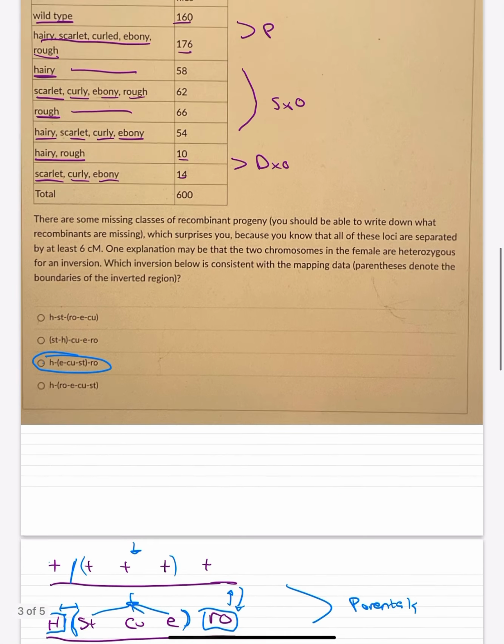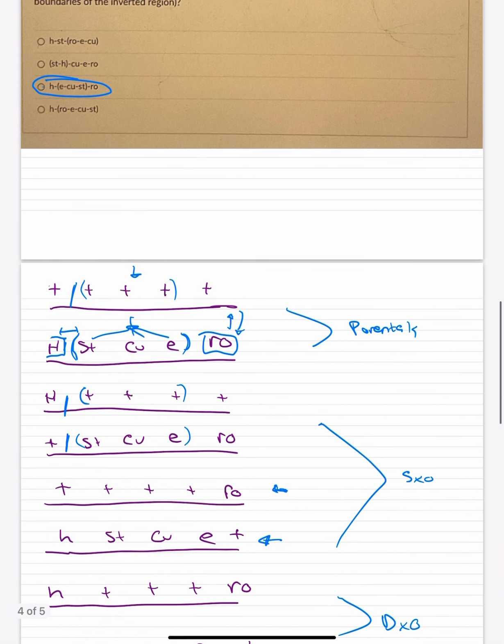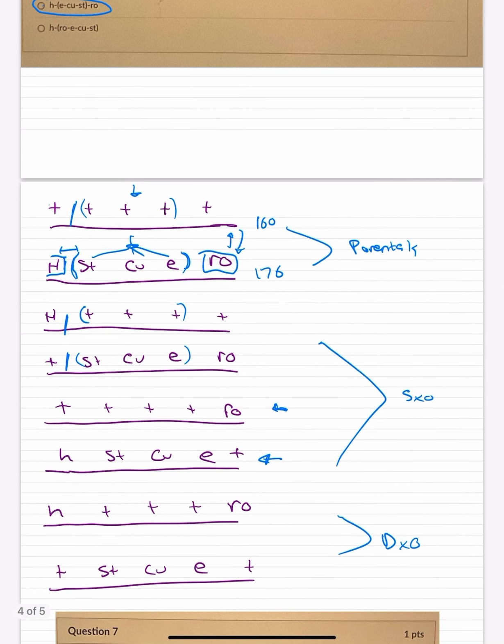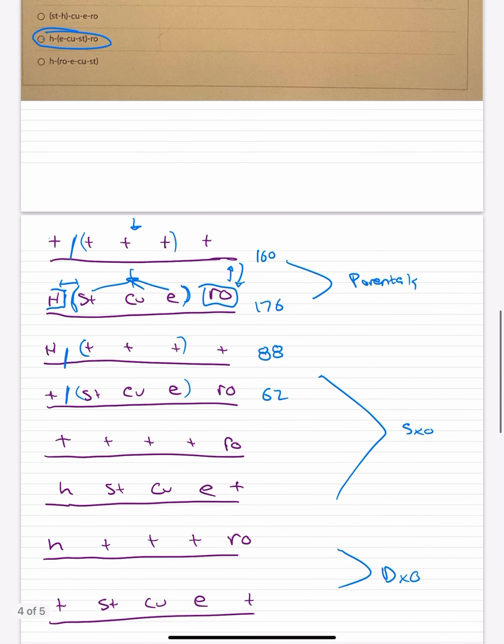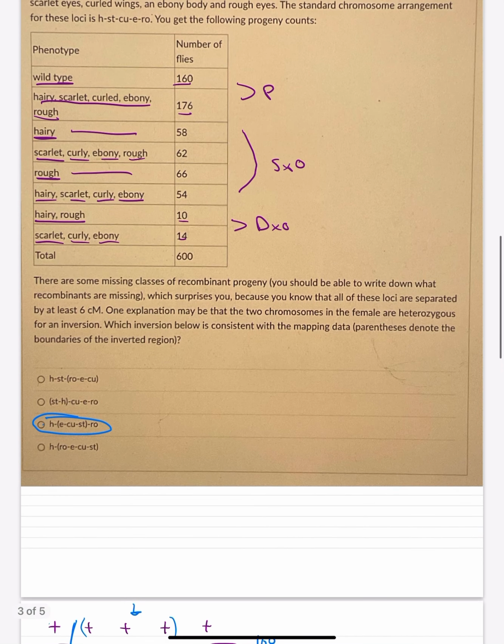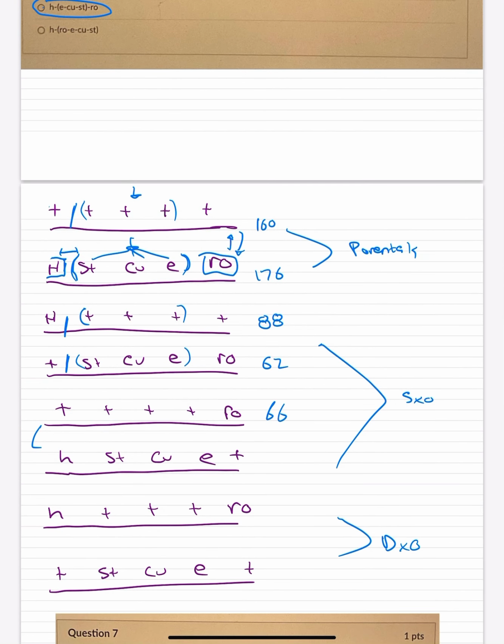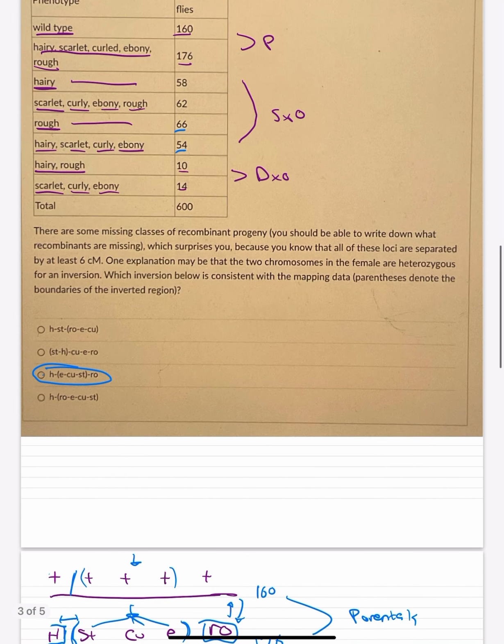All right. So for this parental right here, we had 160 individuals, 176. Let's write it down for all of them. For the H, we had a total of 88 progeny. For the one underneath it, we had a total of 62. For these single crossovers right here, we had 66 and 54. Now for the double crossovers, they are 10 and 14.